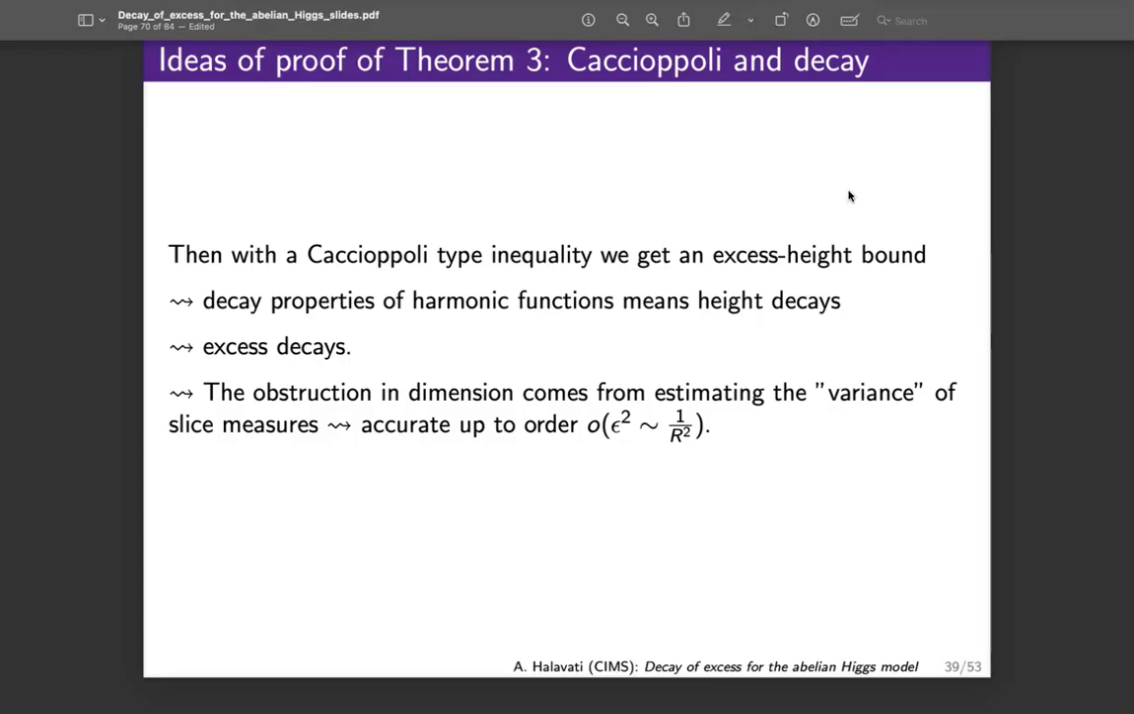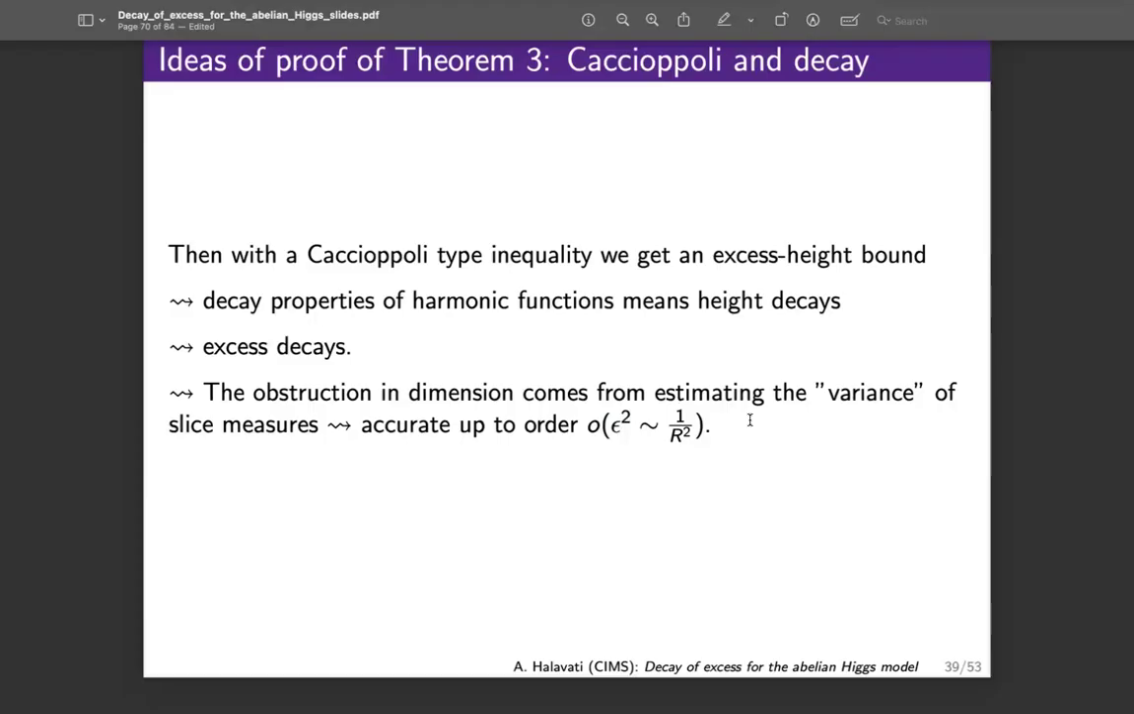And where does this 1 over r squared come from, or this epsilon squared? It's because when you're trying to do the Cacciopoli inequality, on your right-hand side, you're testing the slice measures with the square of the height, right? So you see that the first term is barycenter squared plus variance. And variance is O of epsilon squared. And you can improve it to little o of epsilon squared just using quantitative stability. Okay. So you get theorem 3 of decay of excess for stationary points.